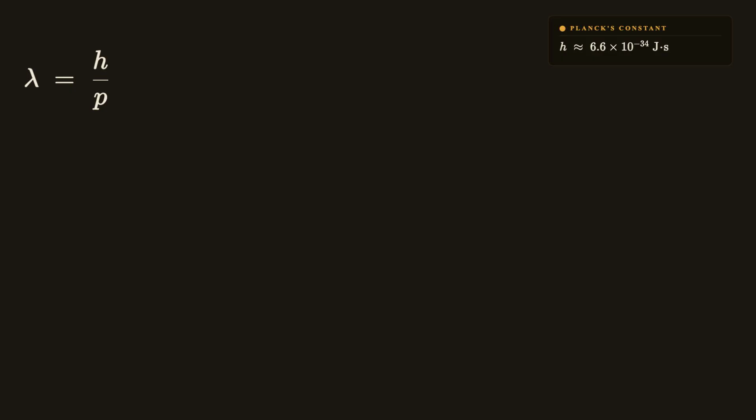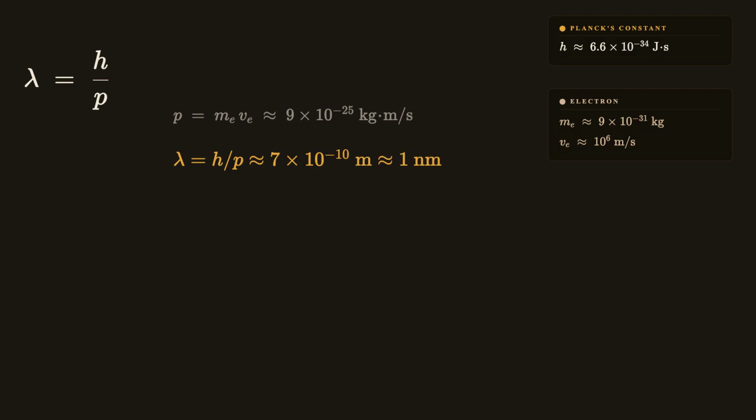You may recall from the beginning of this video that an electron's mass is about 9 times 10 to the negative 31 kilograms, and in a typical lab setup, electrons might be accelerated to around 1,000,000 meters per second. To find the momentum, we can simply multiply these values together. Then, dividing by h, we find that the wavelength comes out near 1 nanometer.